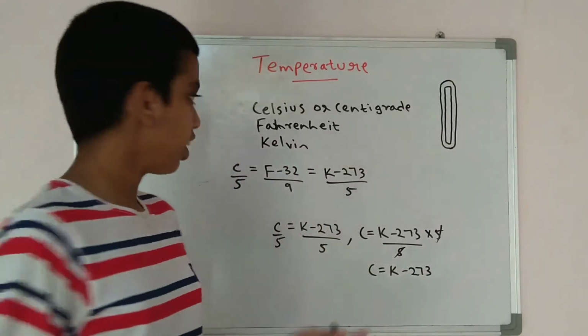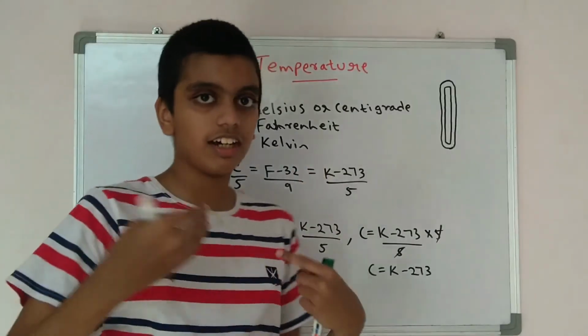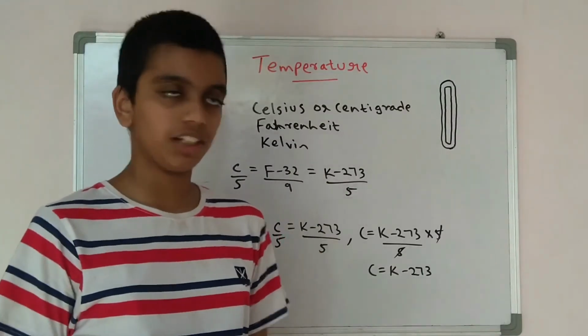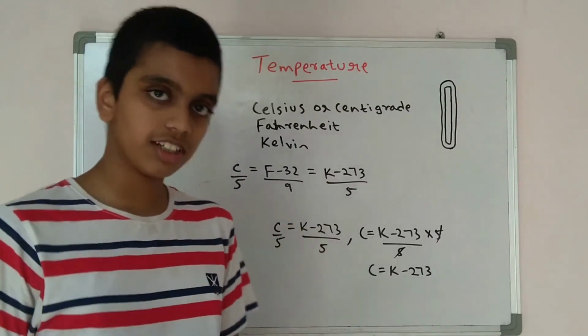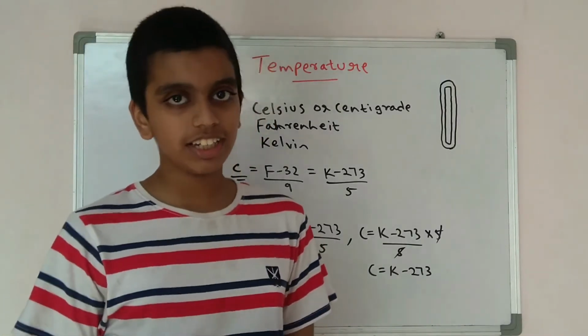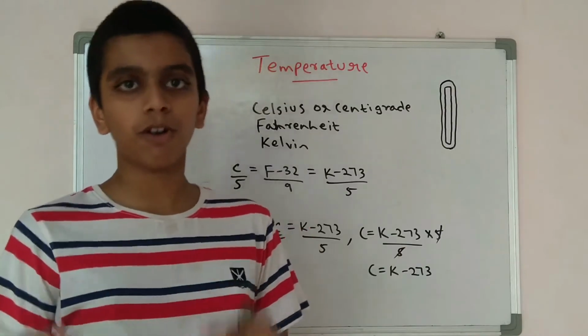Now there are thermometers. I said we measure temperature by a thermometer. There are mainly three types of thermometer. The first one is the laboratory thermometer, which is used by scientists in laboratories. The next one is the clinical thermometer, which is used for measuring body temperature.